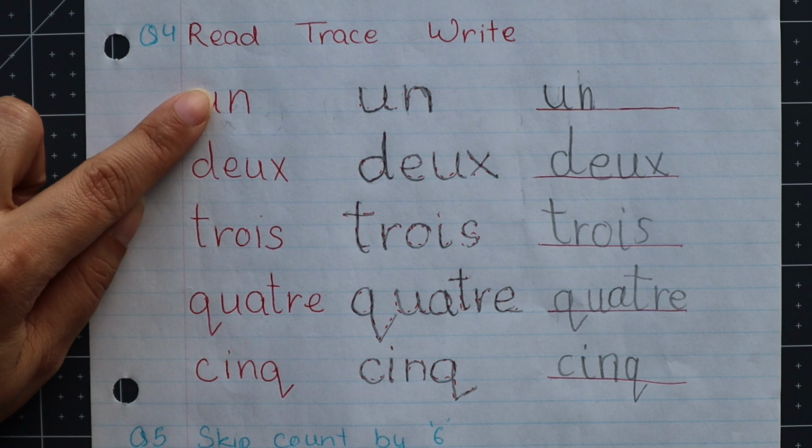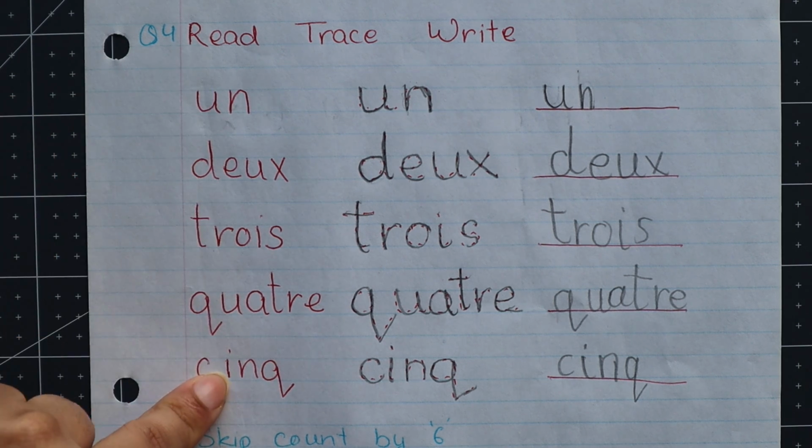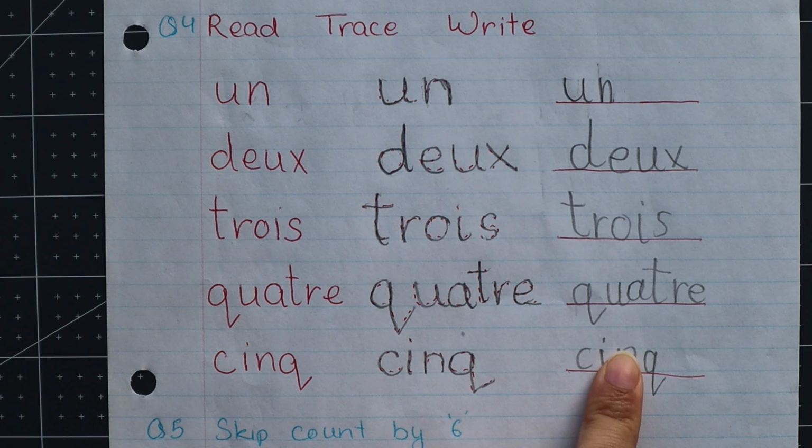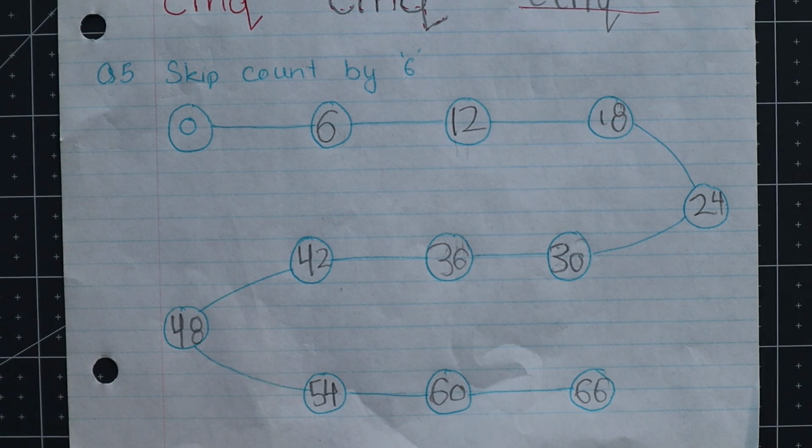So this is just from 1 till 5. She had to trace them and then she had to write them. Below this we have skip count by 6.